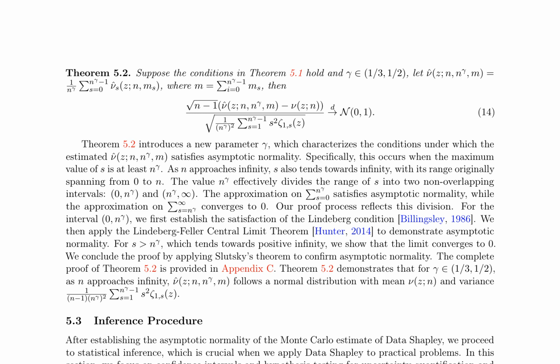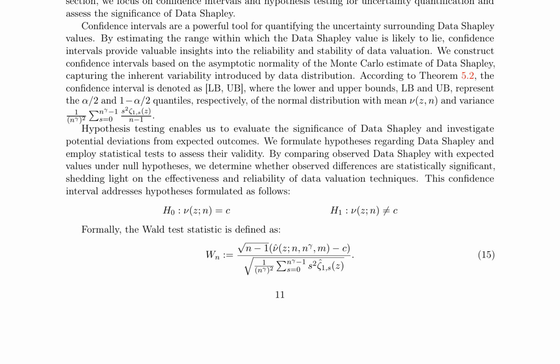Confidence intervals provide insights into the reliability and stability of data valuation by estimating the range within which the Data Shapley value is likely to lie. These intervals are constructed based on the asymptotic normality of the Monte Carlo estimate of Data Shapley, capturing the inherent variability introduced by data distribution. The lower and upper bounds, LB and UB, represent the alpha over 2 and 1 minus alpha over 2 quantiles, respectively, of the normal distribution with mean nu, Z, n, and variance 1 over n to the gamma squared, times the sum of s squared zeta 1, s, Z, n1.